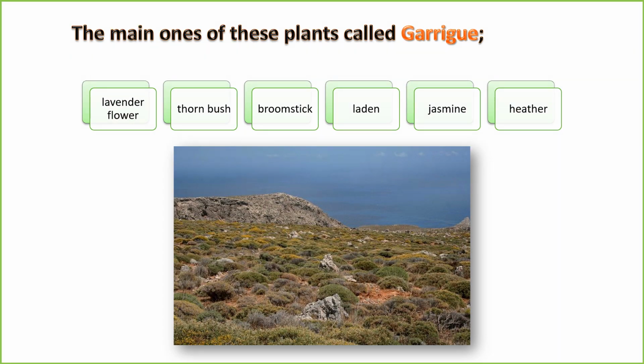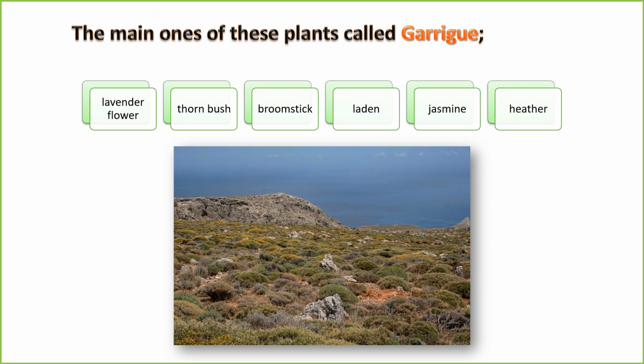Garrigue refers to a type of vegetation found in areas with a Mediterranean climate, characterized by low-growing, aromatic shrubs and herbs. Here are some of the main plants associated with garrigue. 1. Lavender flower. Lavender is a fragrant herb known for its beautiful purple flowers. It is a common component of garrigue vegetation, adding both visual appeal and aromatic qualities to the landscape.